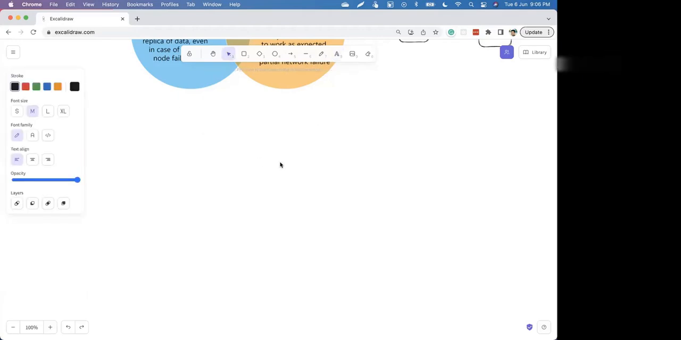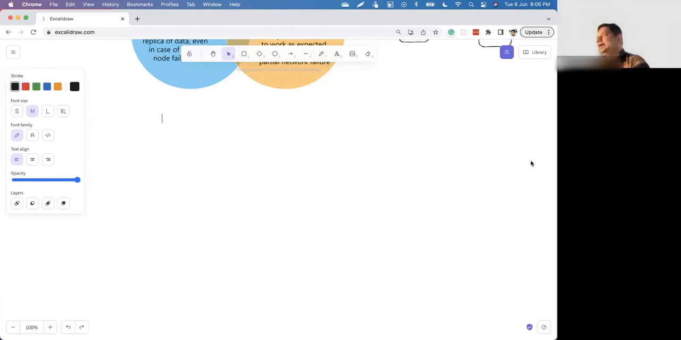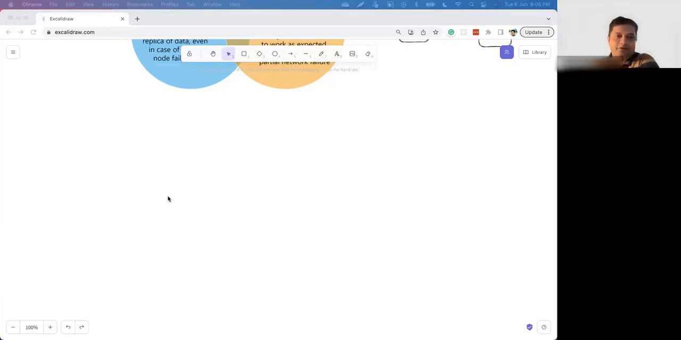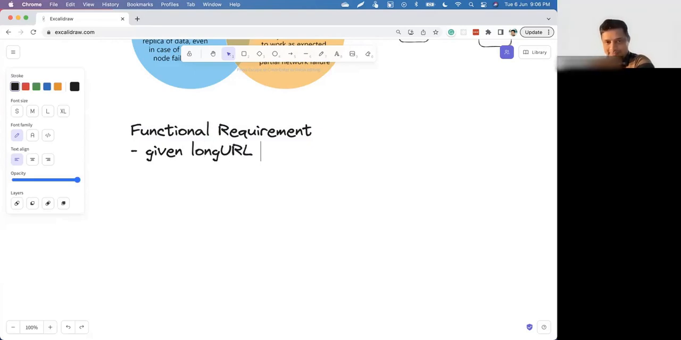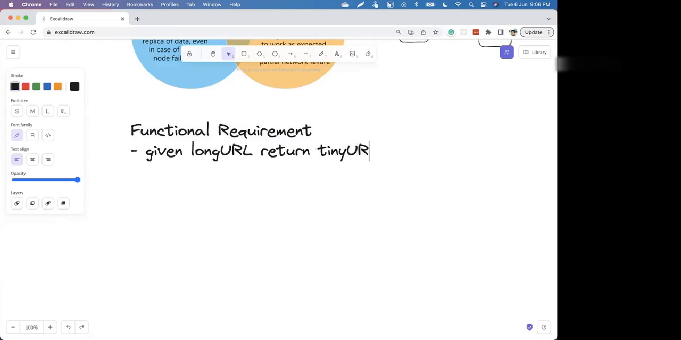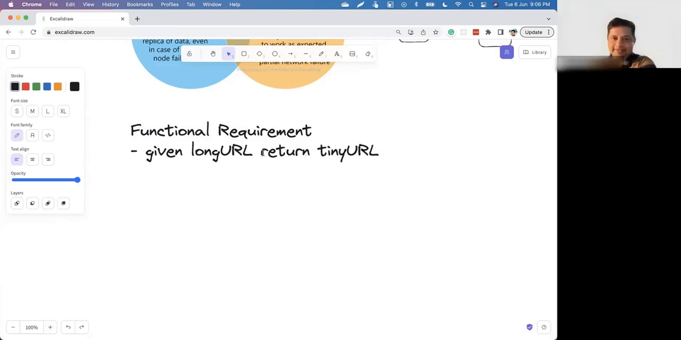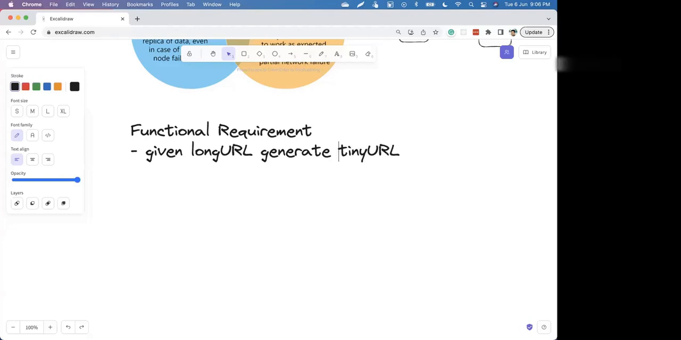Tell me. Firstly, I will gather the requirements. Okay, tell me, what requirements do you understand from TinyURL? The requirement is that for the given actual URL, we need to create a TinyURL. That's the first requirement. And whenever we call with the TinyURL, it should redirect to the actual URL. These are the two requirements. Great. Given a long URL, generate and return a TinyURL. This is understood.